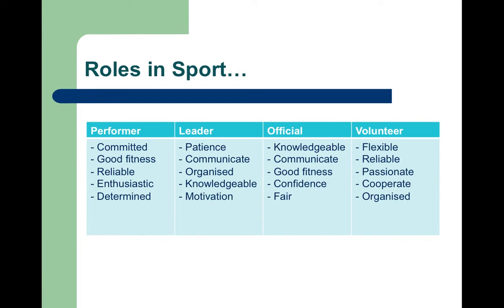Moving on to official then. They need to be knowledgeable. In that I mean they need to know all the rules and be able to apply them and know what happens as a consequence of a rule being broken. Again, they need to be able to communicate. So if a foul is made or an infringement is made, they need to be able to tell the players what has happened and what happens next.